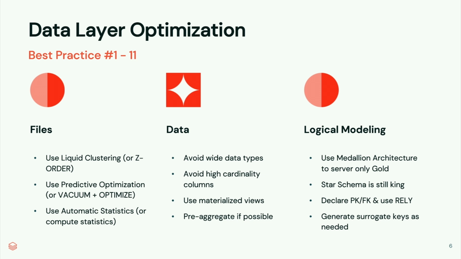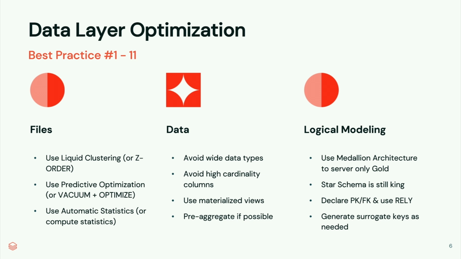Statistics happen automatically if you've got predictive optimization turned on. Otherwise, run statistics on your tables so that you've got some metadata about their performance, about the number of files and their sizes. And if you do that, the file piece is taken care of. You can forget about it. You don't need to think about file storage anymore.